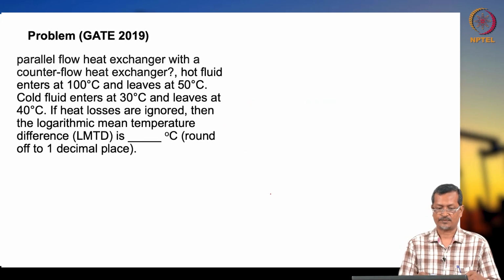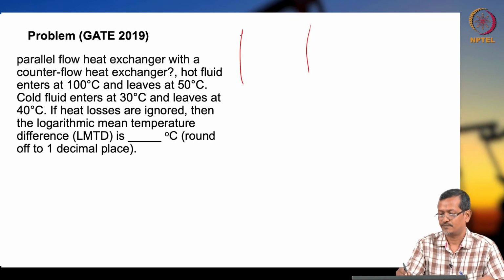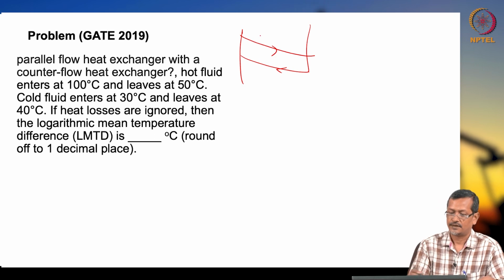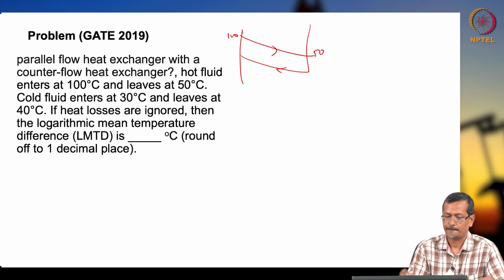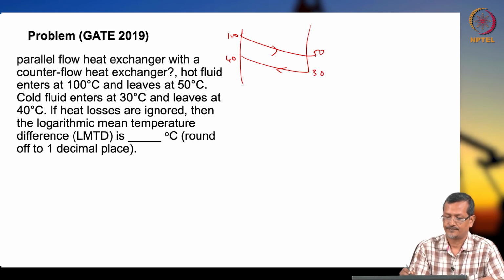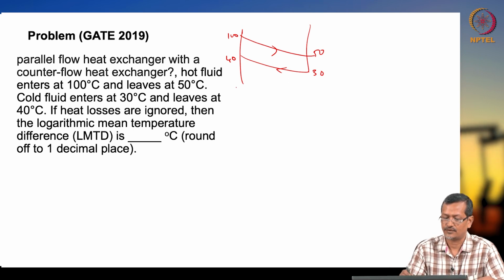This is the simplest problem in a parallel flow heat exchanger. First we draw parallel flow. Parallel flow means like one going, one down. Hot fluid enters at 100 and leaves at 50. Cold fluid enters at 30 and leaves at 40. If heat losses are ignored, then find the LMTD. So this is a very direct question.